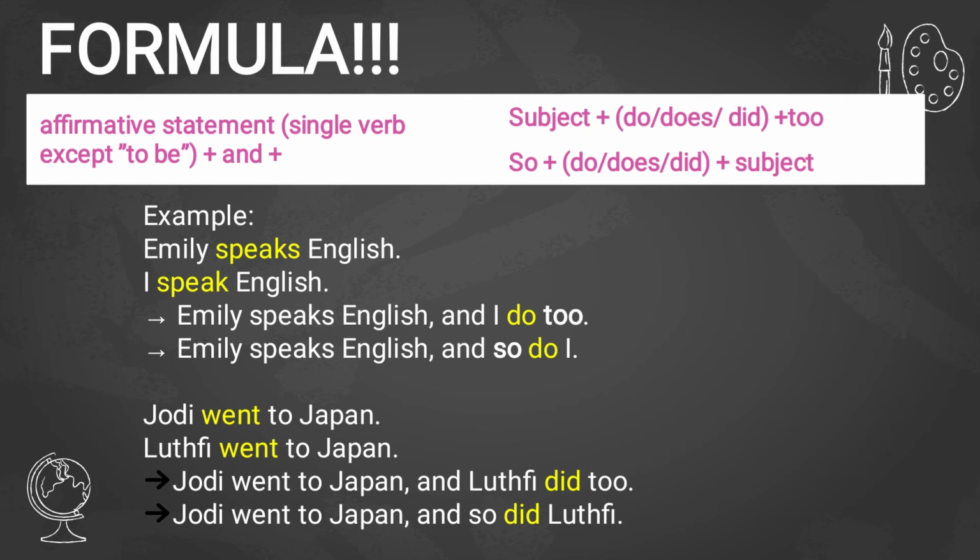Next, the next example, Jody went to Japan, Lutfi went to Japan. Oke, dari kedua kalimat ini kita dapati bahwa predikatnya adalah kata went, yang mana dia merupakan verb 2. Maka ketika kita membuat elliptical construction, konstruksi yang baru akan menjadi Jody went to Japan and Lutfi did too. Kita menggunakan kata did di sini karena mengacu pada bentuk kata kerja verb 2 yang ada di sebelumnya. And then Jody went to Japan and so did Lutfi.